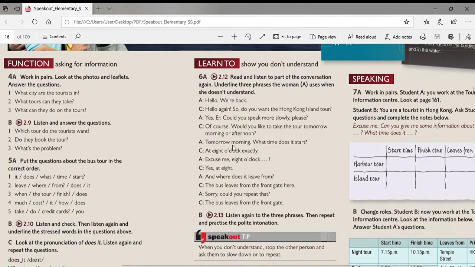The next exercise shows how to show that you don't understand the information. So we should read and listen to part of the conversation again. We will read the dialogue. Underline 3 phrases the woman A uses when she doesn't understand.